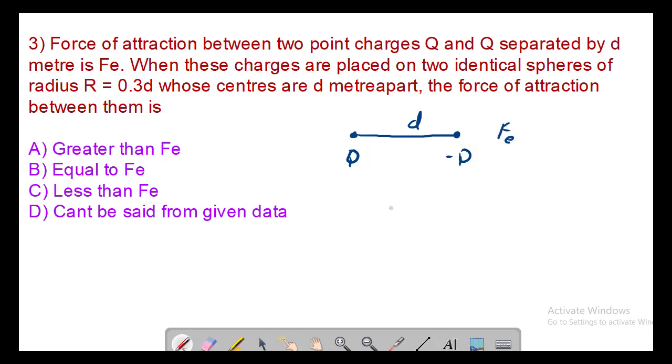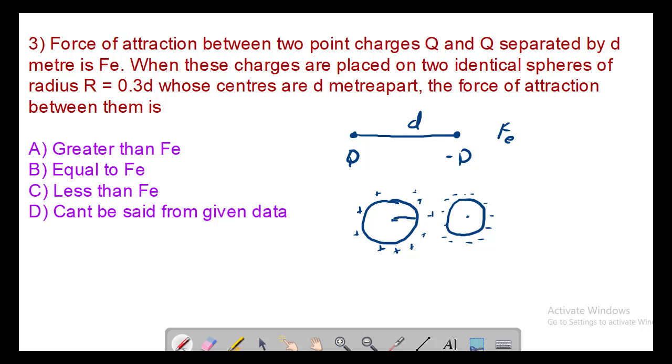Now these charges are placed on two identical spheres. Let me draw the sphere. This is one sphere, this is another sphere, and they are identical, meaning their radii are same. When this charge q is placed on this sphere, it gets uniformly distributed over this sphere, and when this minus q is placed on the other, it also gets uniformly distributed, and because their radii are same, the charge distribution is in both cases uniform and equal.